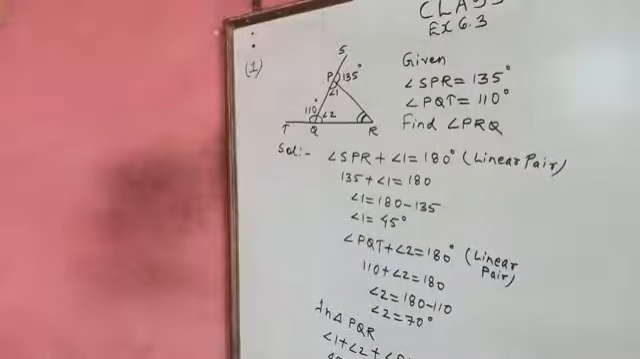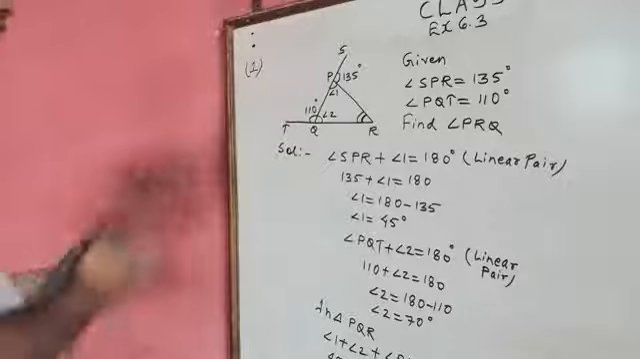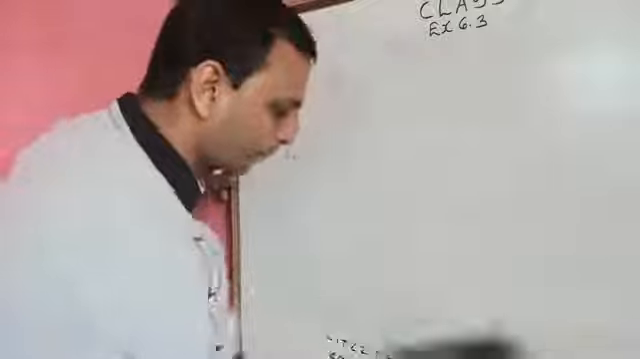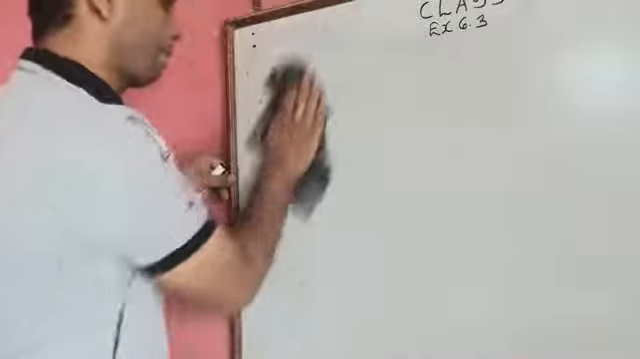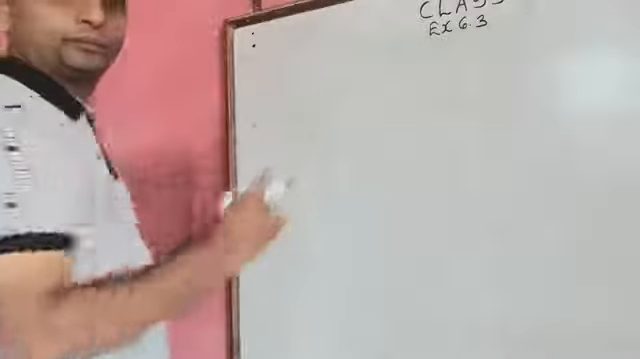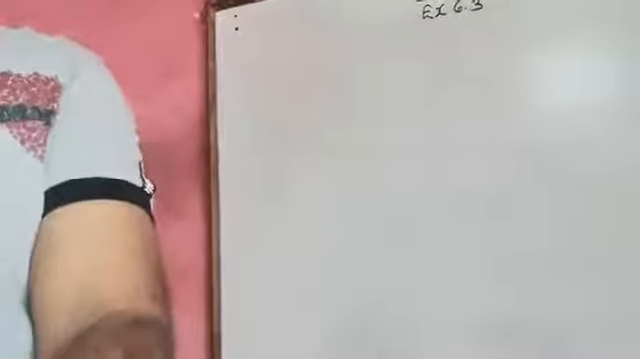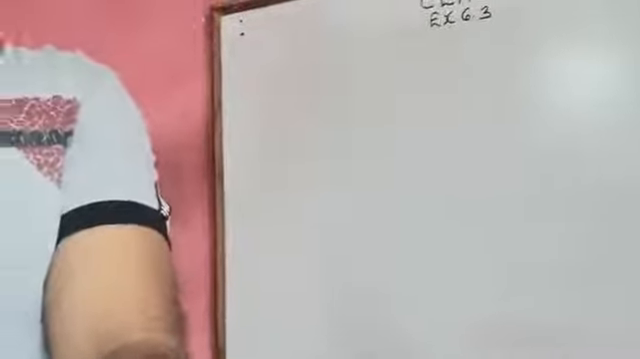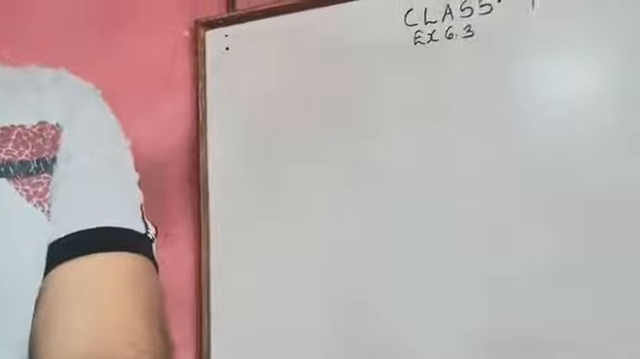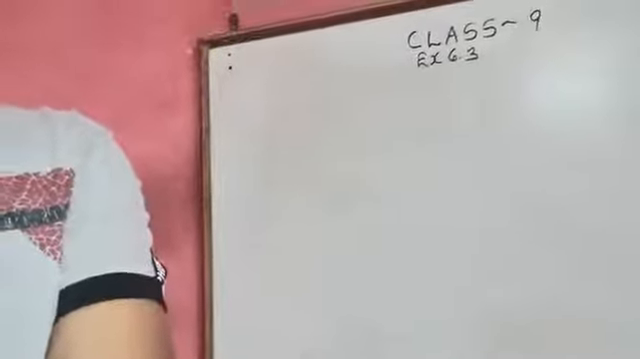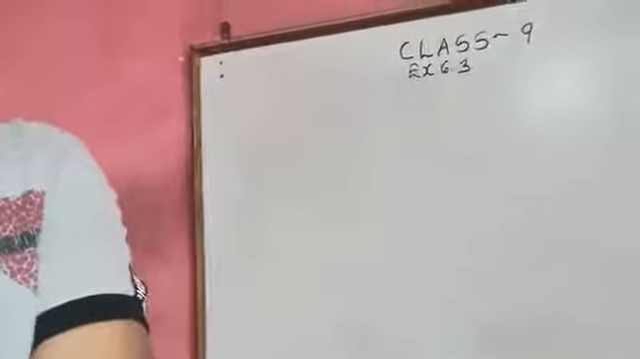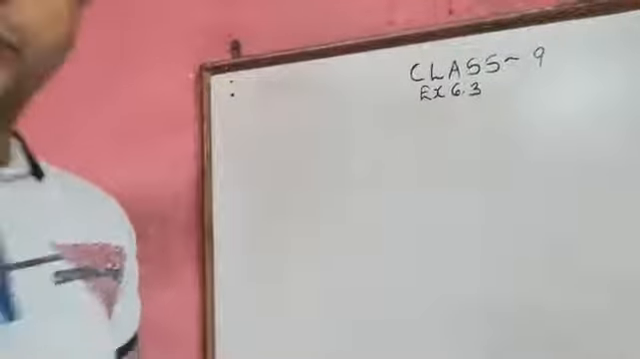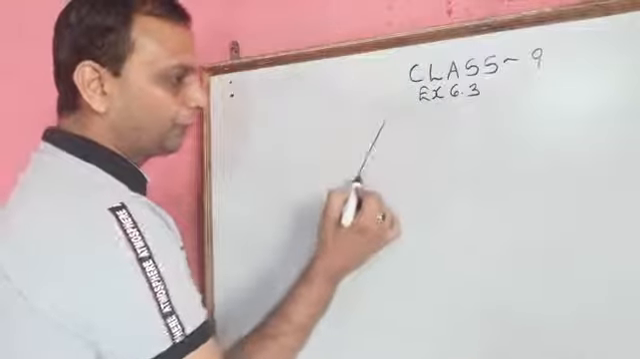Now we will solve question number 2 of the same exercise. In that question, bisectors are given, and I hope I already told what bisectors are. A bisector means which divides an angle into two equal parts. So this is the figure of the question.